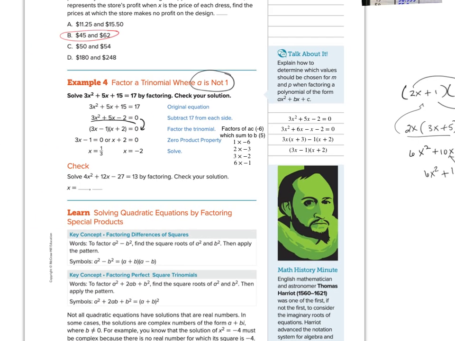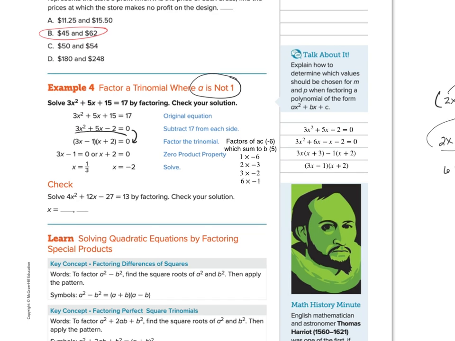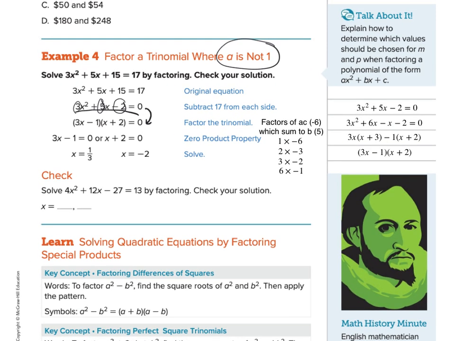So we take and we find, in this case, a times c. So we take 3 times negative 2, which is negative 6. And then we want the factors of a times c to sum or add up to be b, which is 5. And that's the first process.